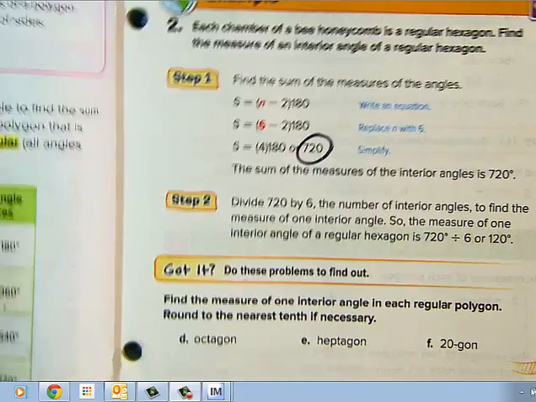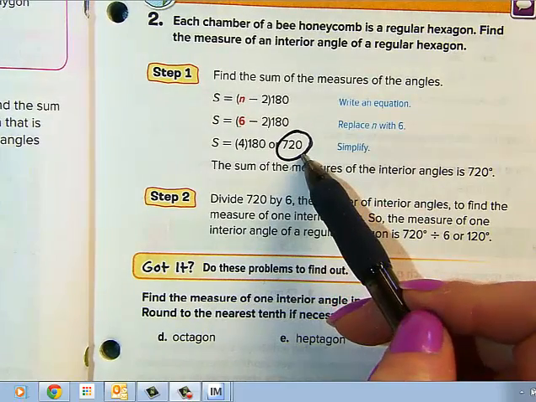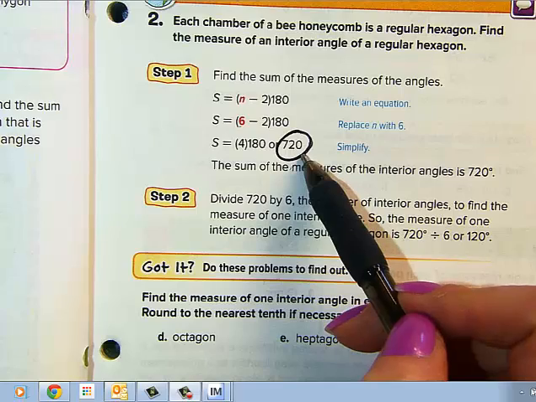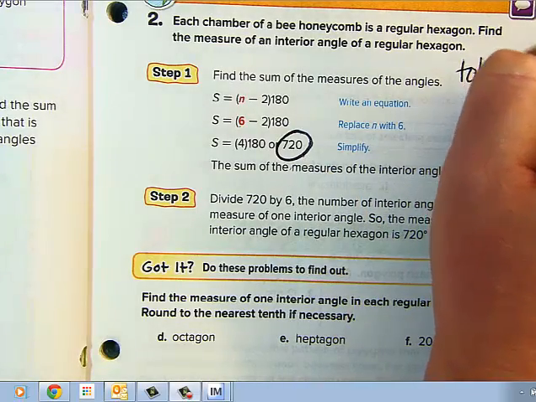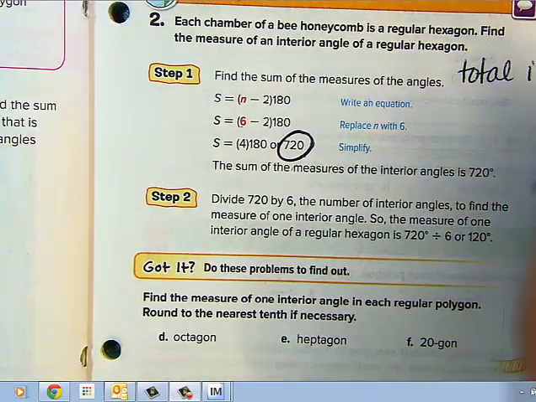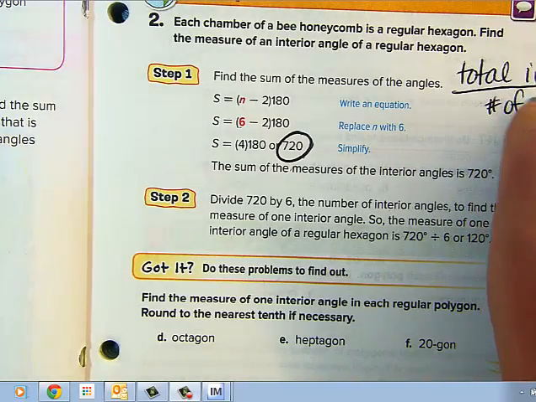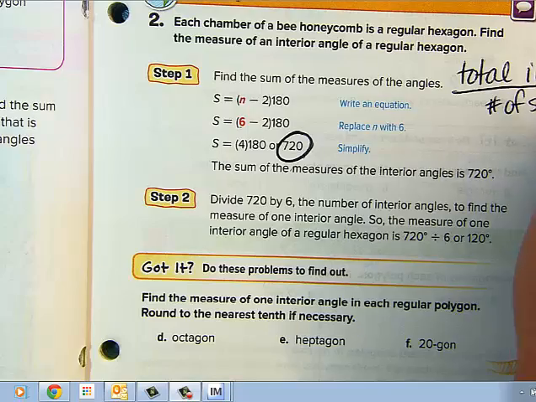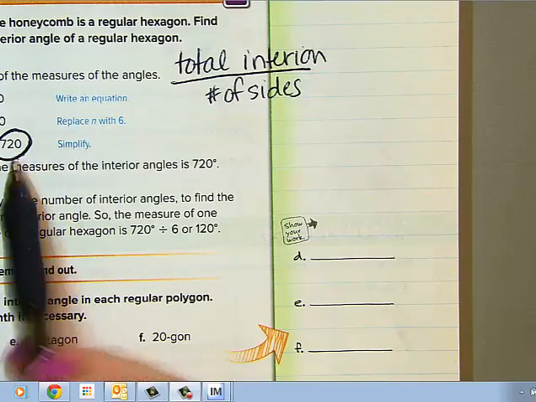But let's say that I want to figure out how much 1 is. Well, if I know that all of them together is 720, to figure out how much 1 would be is the total interior angles divided by the number of sides. Let me move that over so you can see it. The total interior angles divided by the number of sides. So here we know that the total interior angles is 720.